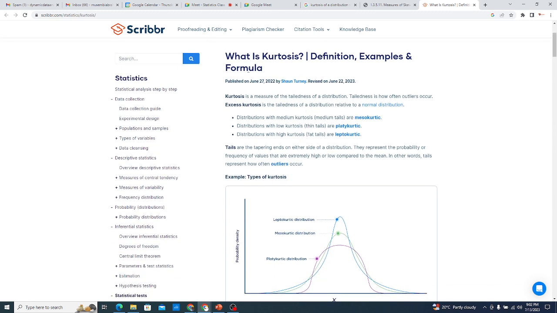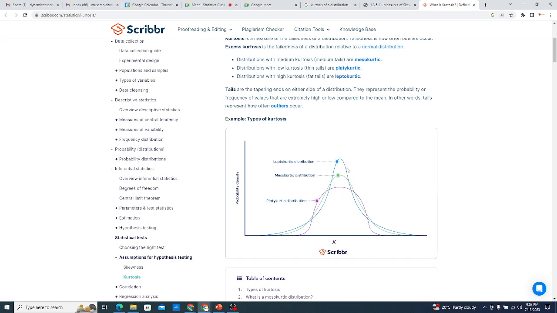Then remember, I also told you about the peakedness of the distribution. Remember, I said the tail depends on the peak. Why? Because if we have a high peak distribution, then definitely the tails will be thicker compared to those of a normal distribution. Let's have a look at that.